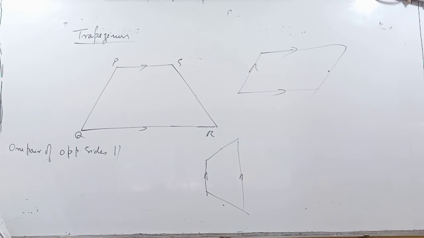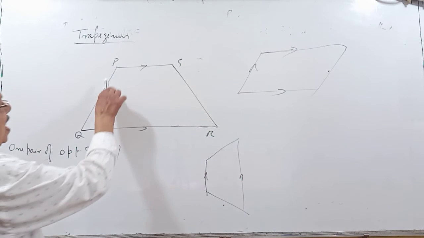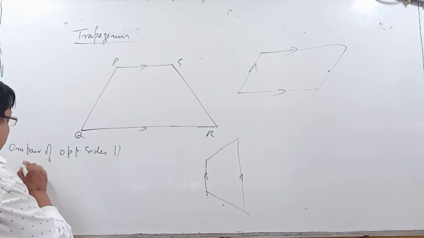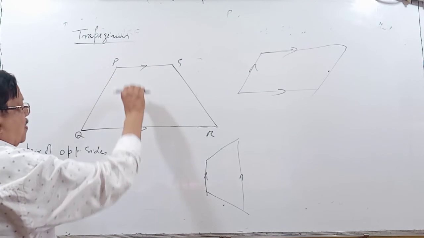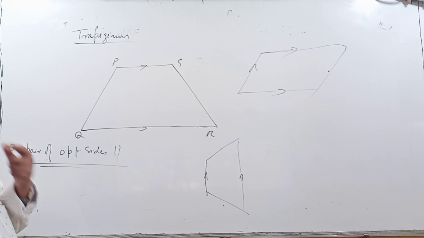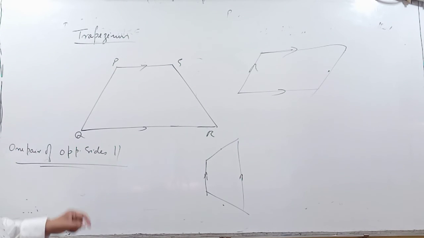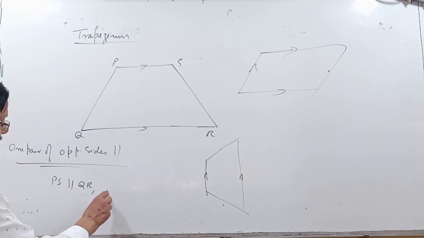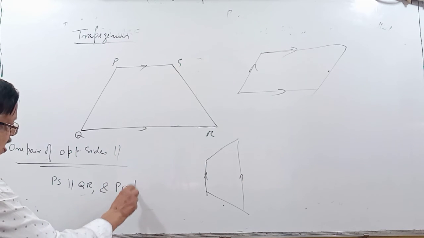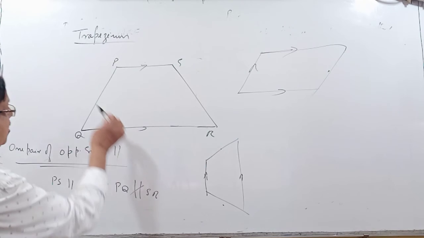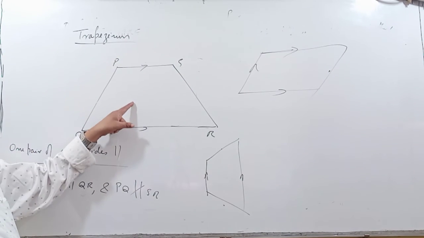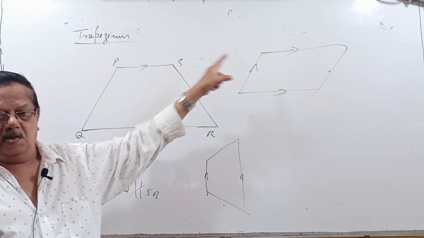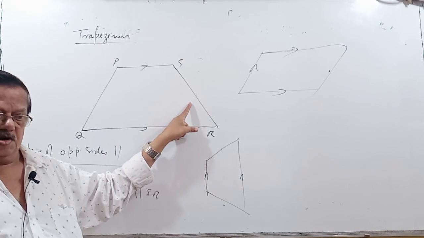It has no other such property. Diagonals are congruent, that is also not there. It is not a property of the rectangle, meaning angles of 90 degrees are not there. The only thing about a trapezium is that one pair of opposite sides is parallel. So when you are asked why this is a trapezium, PS is parallel to QR and PQ is not parallel to SR. If PQ is also parallel, then it is not a trapezium. It becomes a parallelogram. Only one pair of opposite sides parallel is called a trapezium.